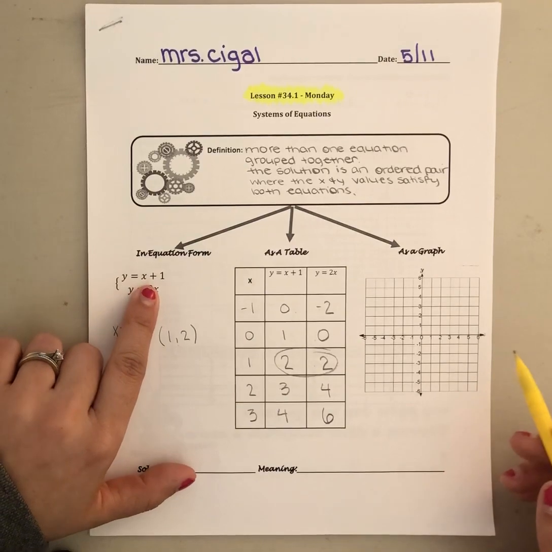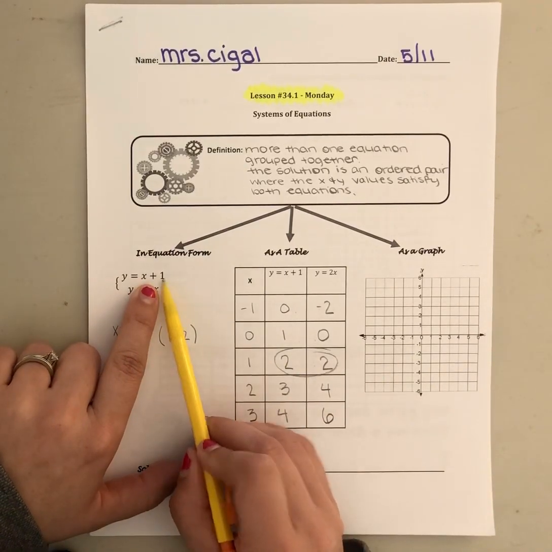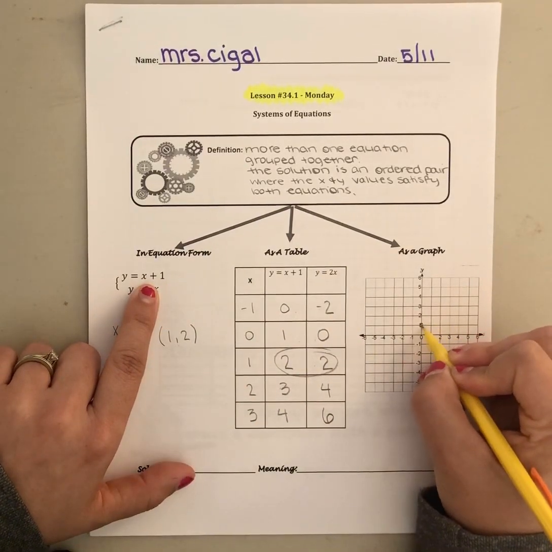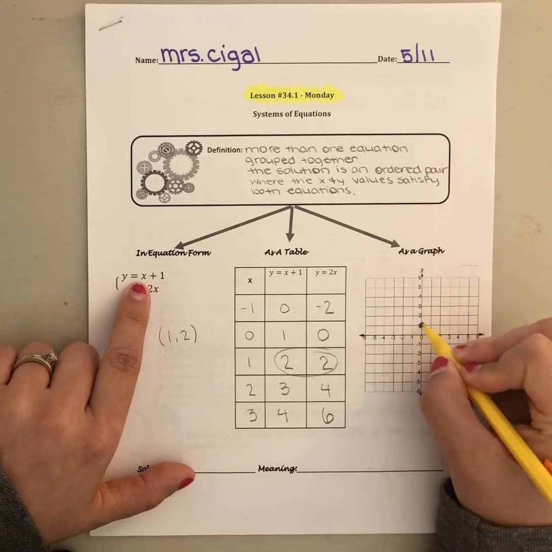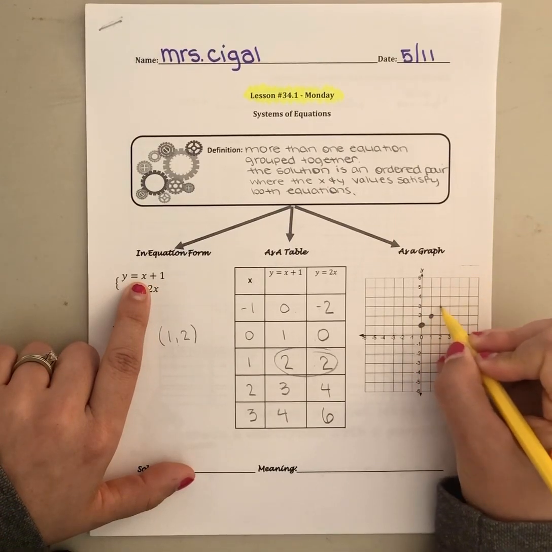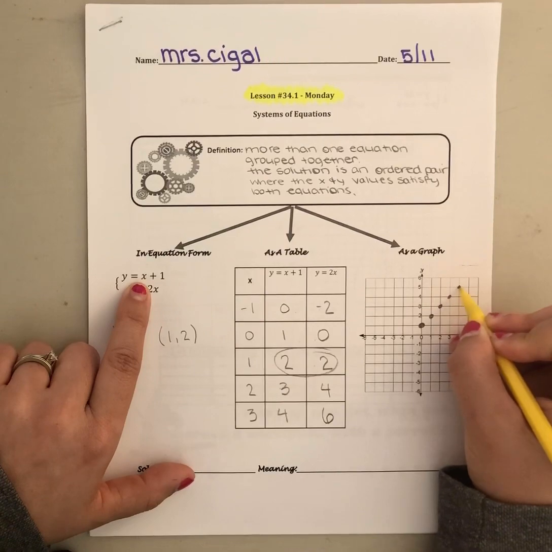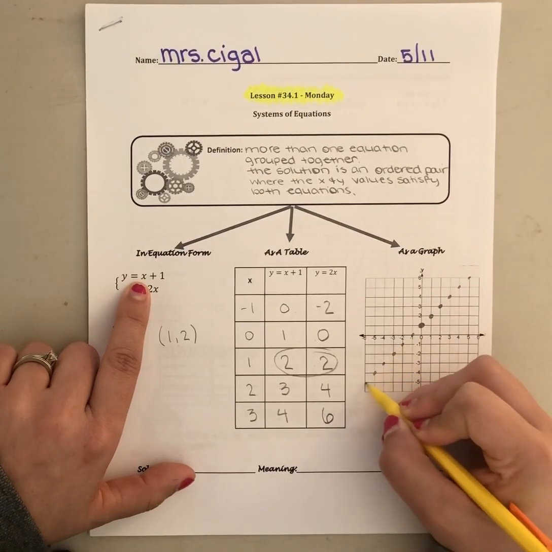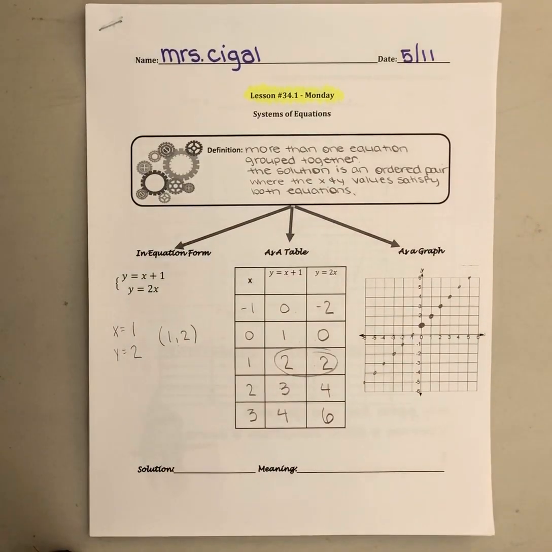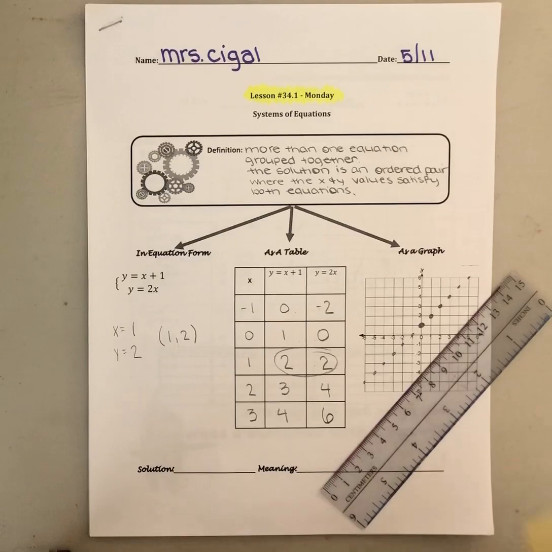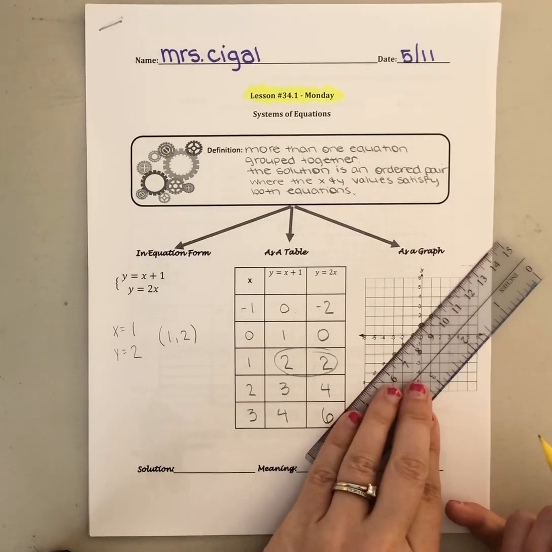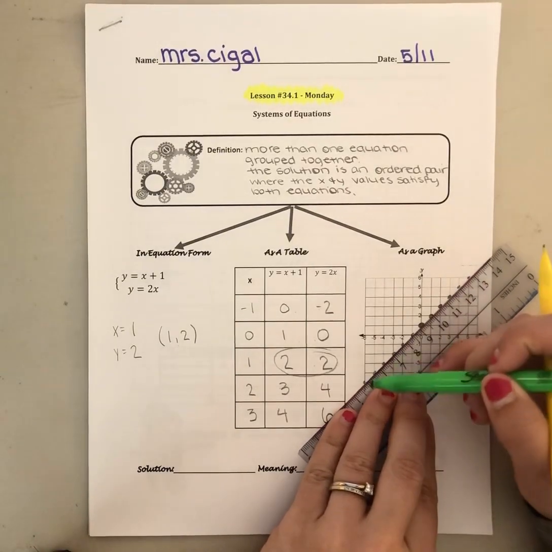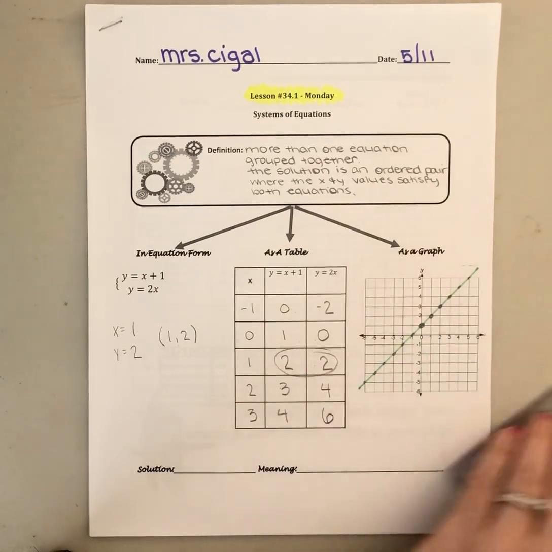So I'm going to plot this first one. This has a y-intercept at 1. And it has a slope of 1, which means I'm going to go up 1 over 1. And I can extend that line as far as I want just to make it really accurate. Okay, so I'm just going to draw that in with a nice straight edge. Okay, there's my first line.